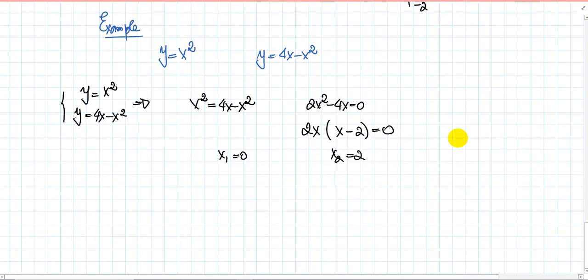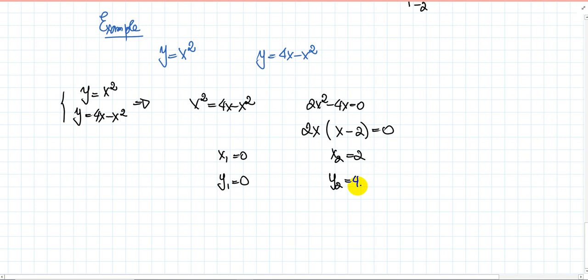By substituting the x values into y, right? If you put x1 into the first equation, what do you get? 0 for both of them, right? So if you put the x into the first one or into the second one, you will get 0, right? If you now put 2 into the first one, what do you get? 4. If you put this into the second, it will be 4 multiplied by 2, which is 8, minus 4, which is again 4, right? So y2 is equal to 4.